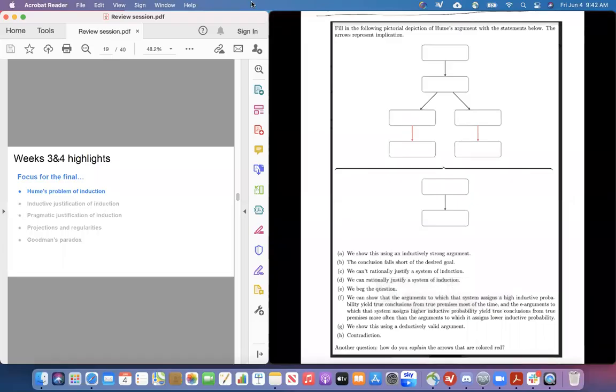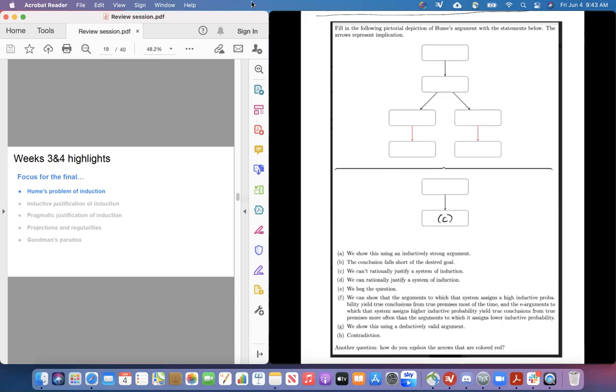Okay, so we'll come back together and very quickly we'll fill in this diagram. At the very top, so what is Hume arguing for? Hume's argument, the conclusion of it is that we can't rationally justify a system of induction. So perhaps the easiest thing to put in is down at the bottom here. Hume's main conclusion is C. We can't rationally justify a system of induction.